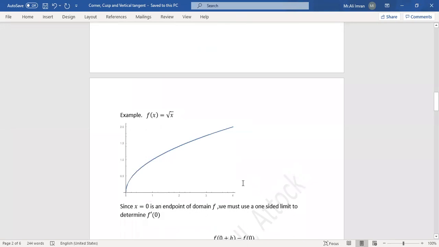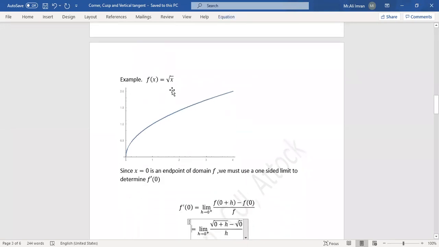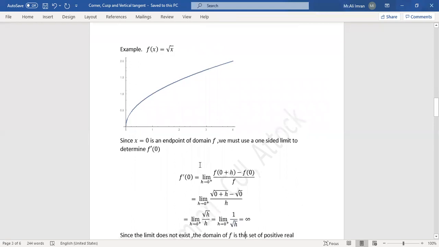Example of a vertical tangent. Consider a function f of x is equal to square root of x. The graph of this function is like this. Since x equal to 0 is an endpoint of the domain of f, we must use one-sided limit to determine f prime of 0. We can find the right-hand limit of this function, as x equal to 0 is the endpoint. We will determine the derivative at x equal to 0.